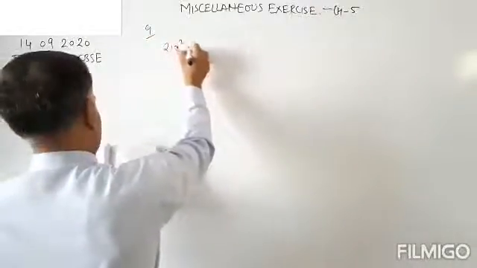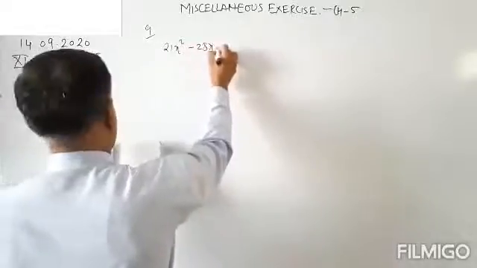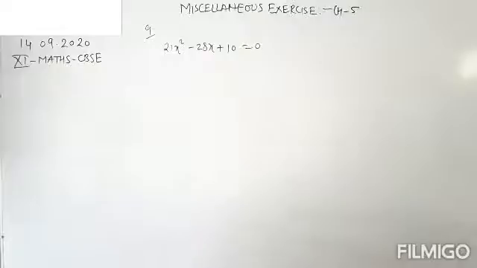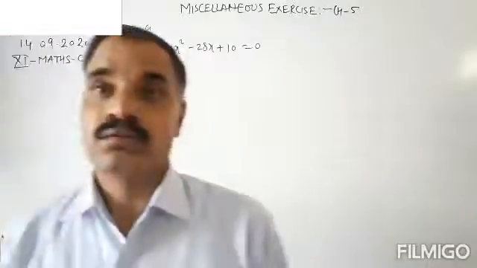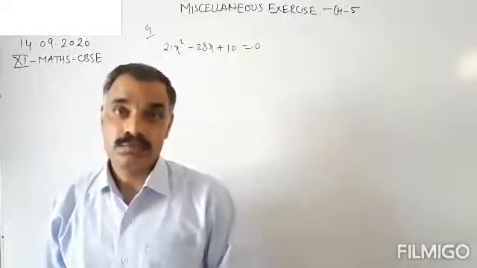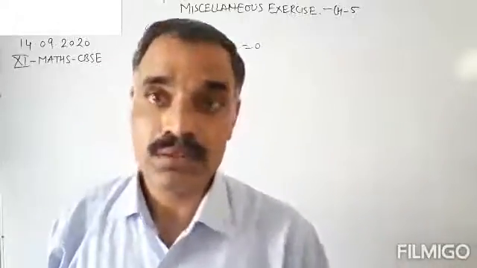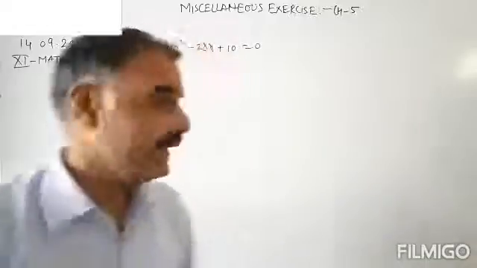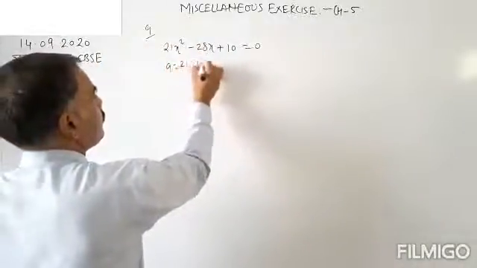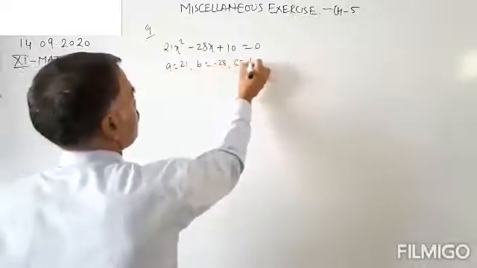21x² minus 28x plus 10 is equal to 0. This is a quadratic equation, and we have to solve this, or we have to obtain the roots. Let a equal 21, b equal -28, and c equal 10.